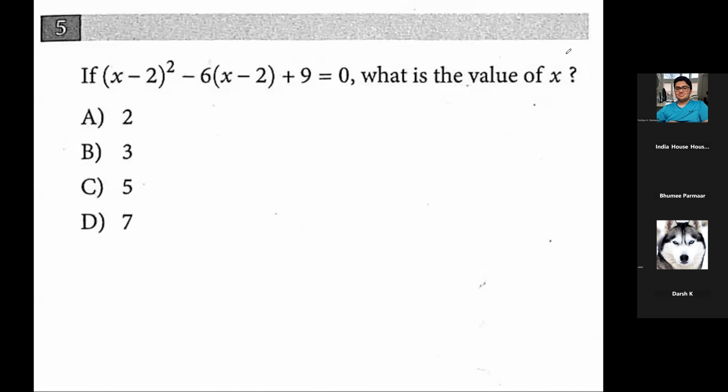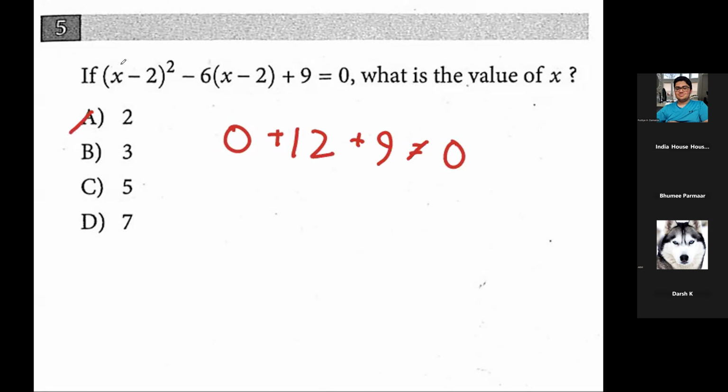Okay, so for question 5, we have to find the value of x given this equation. One thing we can do is just plug in. I guess that's probably going to be the easiest way. So if we plug in 2 for x, we would get 2 minus 2 squared, which is 0, minus 6 times 0 times 0 minus 2, which is negative 6 times negative 2, which is positive 12. And then we still have this positive 9 equals 0. Well, this is not correct, so the answer is not A.